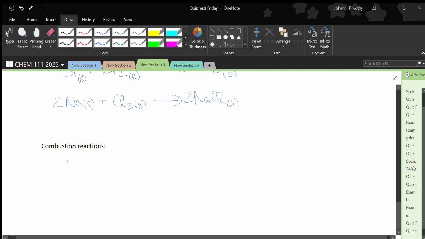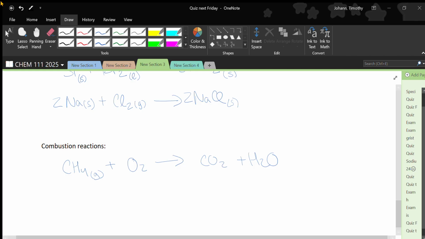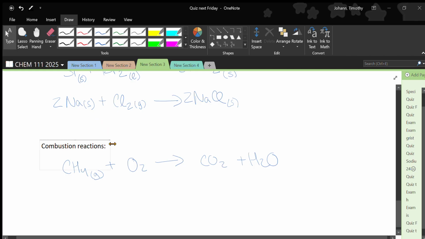So one example of a combustion reaction. If we talk about the sorts of things we do burning, I've already shown you this reaction before, but this is natural gas. We can combine it with oxygen. And when we combine it with oxygen, what we get is carbon dioxide plus water. Okay, so combustion reactions are reactions where we combine something with oxygen.